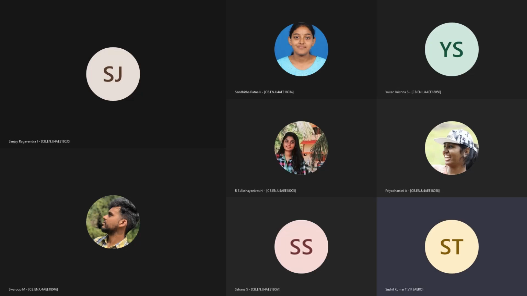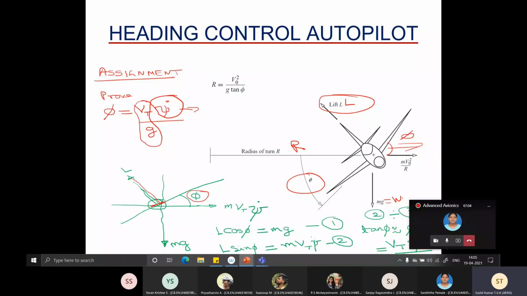And so the lift is going to be perpendicular to the plane of the aircraft. So we are resolving this lift into two components, the vertical component and the horizontal component. In the downward direction you have the weight mg, so that has to balance L cos phi. So that is equation 1.